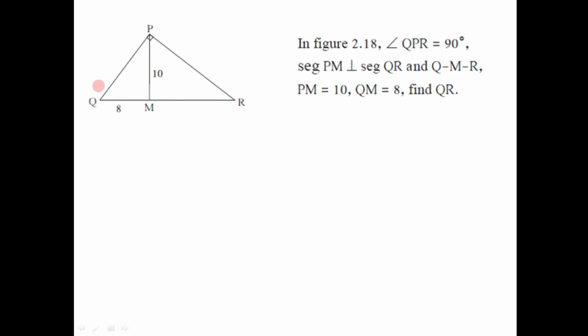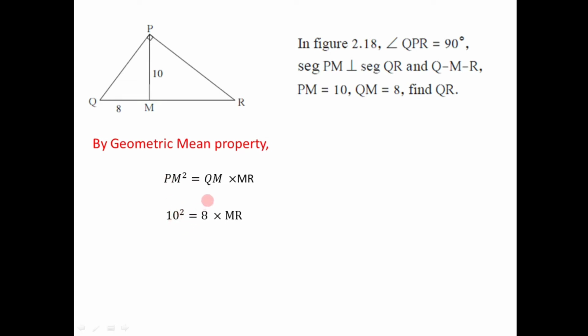So here also one right angle triangle is given, and in that there is a perpendicular drawn on the hypotenuse from its opposite vertex. That's why here also we should use the geometric mean property. And by that we can write PM is the perpendicular drawn on the hypotenuse. That's why PM square is equal to QM into MR. Here value of PM is given to be 10, so we should replace PM by 10. That's 10 square is equal to, the length of QM is 8, so instead of QM we write 8 into MR. 10 square is 100.